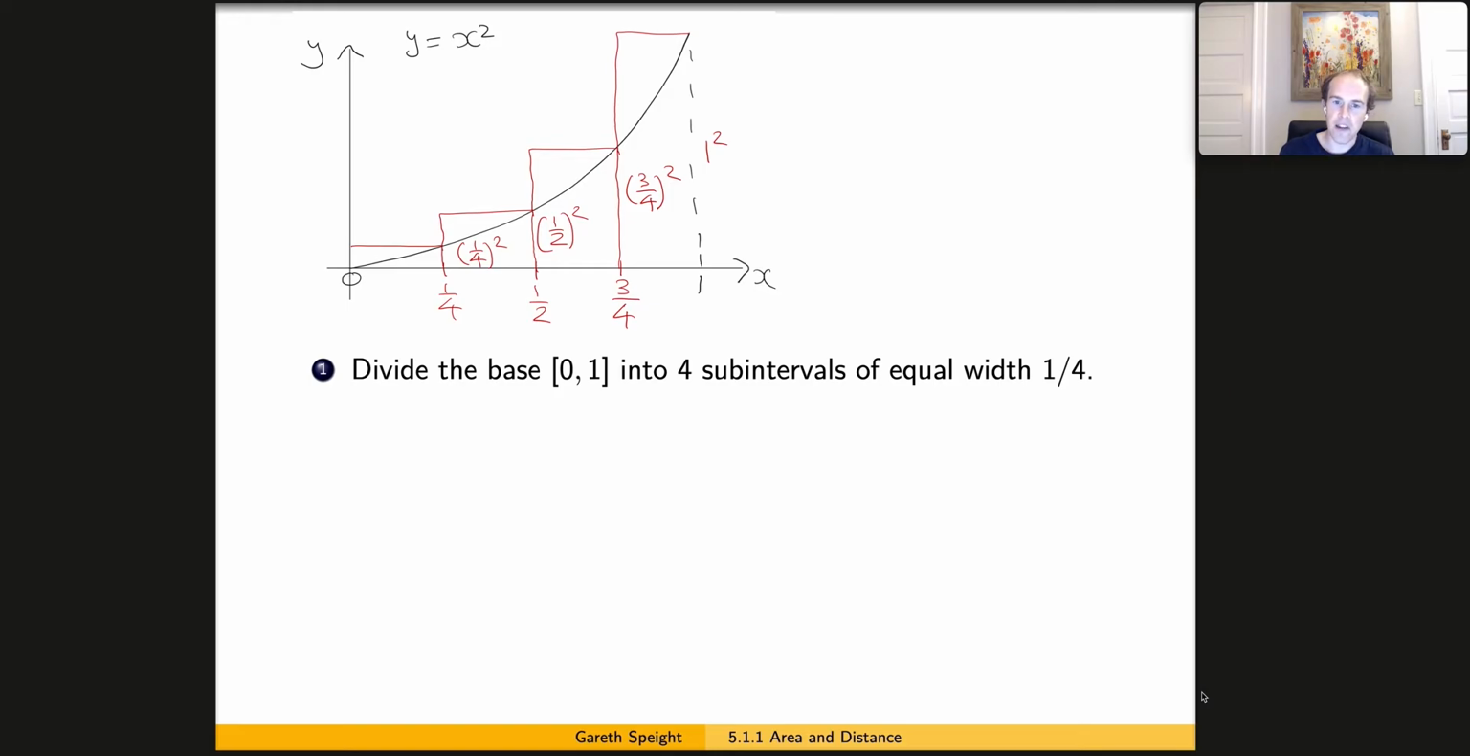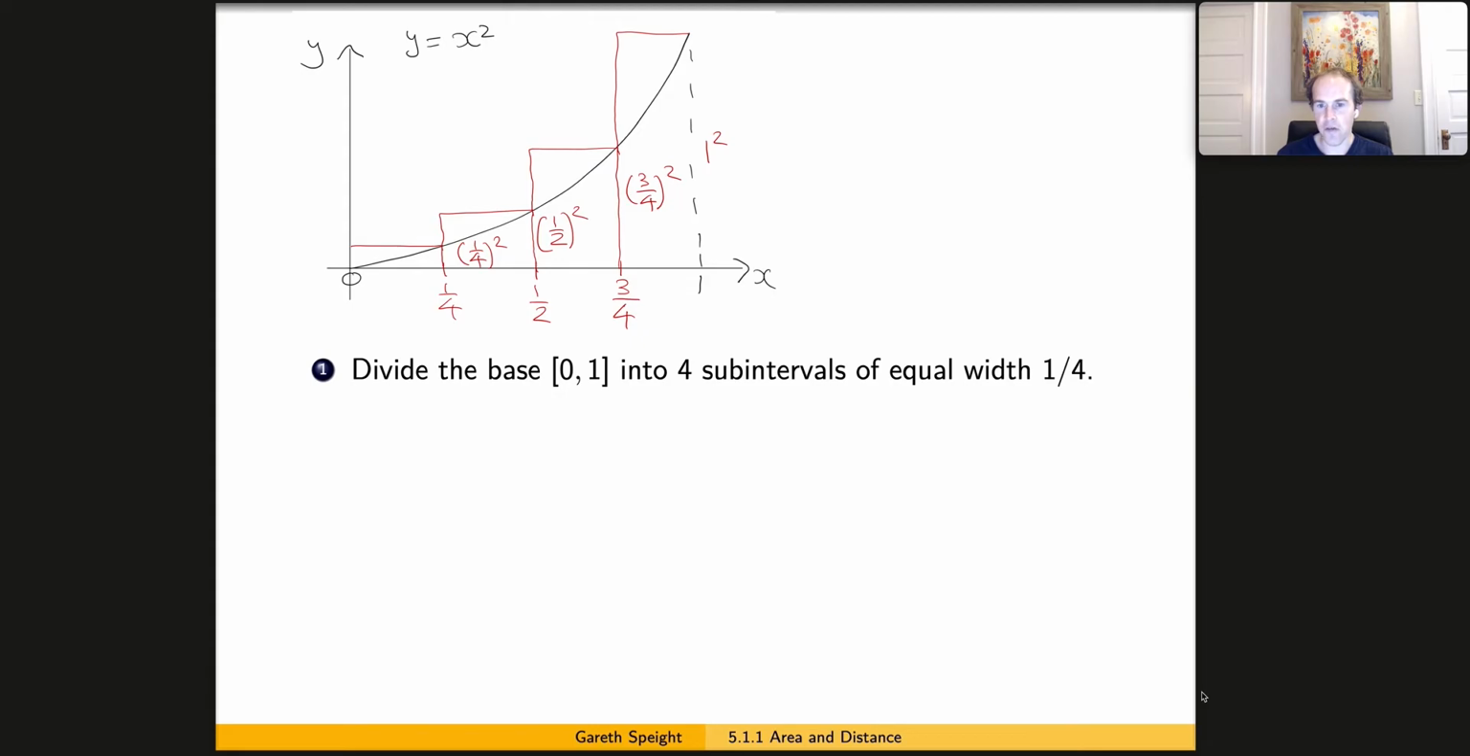So firstly, we divide the base, 0, 1. By the way, to specify a rectangle, we need two things, right? We need to know what is the base and we need to know what is the height. So we need to figure out the base and the height. And since we're using 4 rectangles, we want to approximate by 4, so we should chop 0, 1 up into 4 pieces.